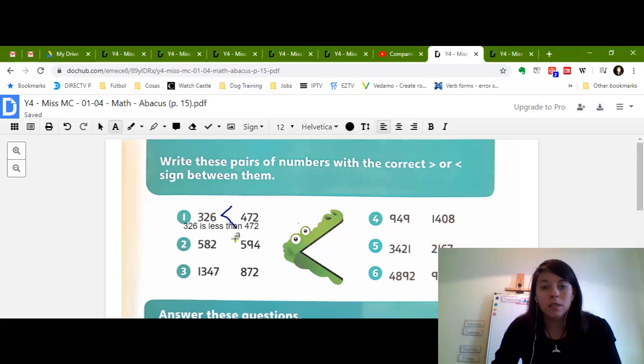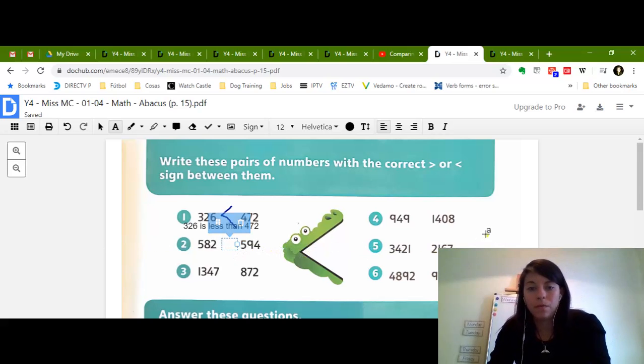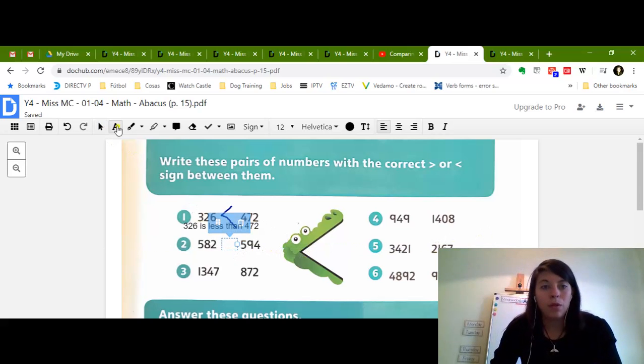Okay, so what do I have to do in this case? The same thing that I did before. The mouth has to be facing the bigger number, like that. How do I read this? 582 is less than 594.